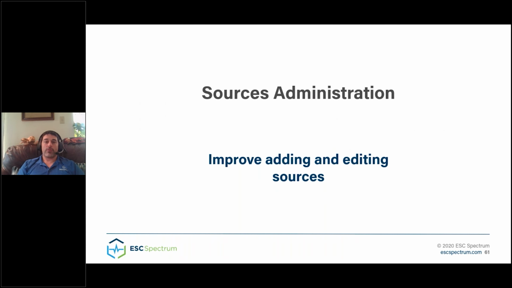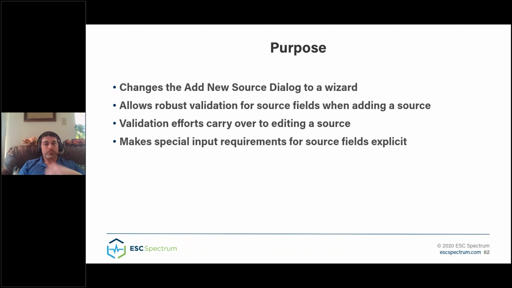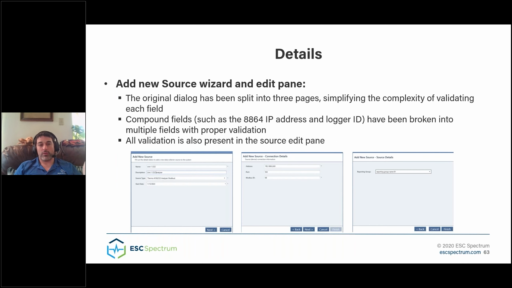Okay. Sources administration. Improved adding and editing sources. Basically, we revamped the sources dialog wizard when you go to add a new source. Improved a lot of the validation stuff. In other words, we wanted the UI to not let you put in bad information. Before, if you typed in some bogus numbers or characters or whatever, it would just let you, and you'd end up with problems that you would have to then fix. So now the wizard won't let you do that.